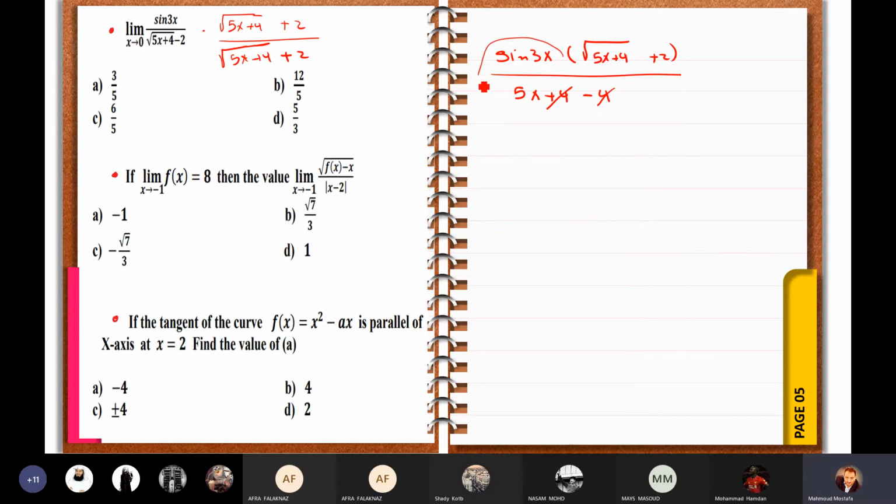Now look here. What do we have? Sine 3x over 5x. It's equal to 3 over 5. Then square root of 5 times x, where x is 0, plus 4, plus 2. So it is 3 over 5 times, square root of 4 plus 2, which is 2 plus 2 is 4. 4 multiplied by 3 is 12 over 5.